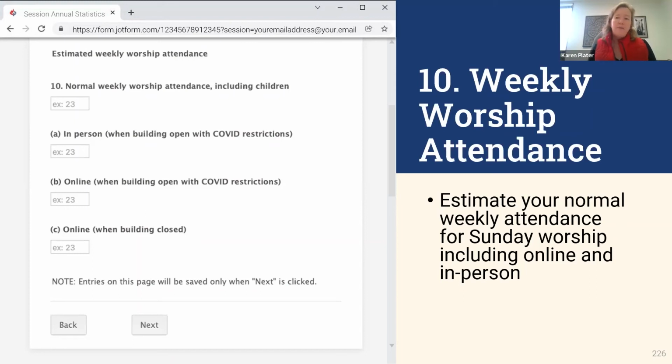Some people were asking, well, what if our church was only open a couple of weeks, or a couple of weeks each month, so it wasn't open 4 times a month? Well, just when it was open, what would your normal weekly attendance be?